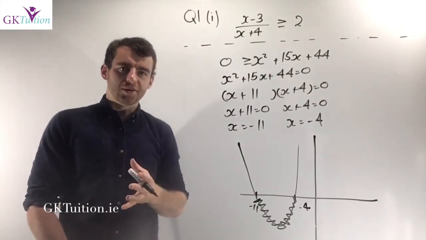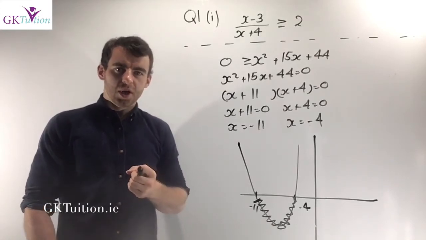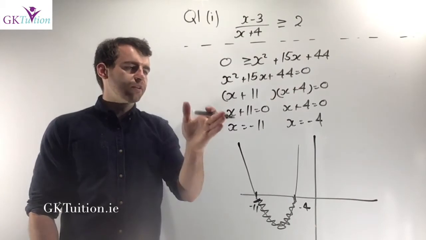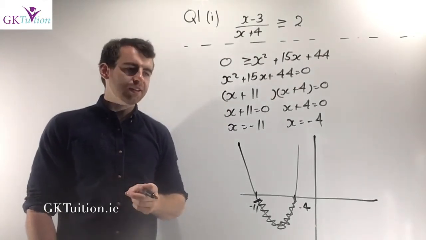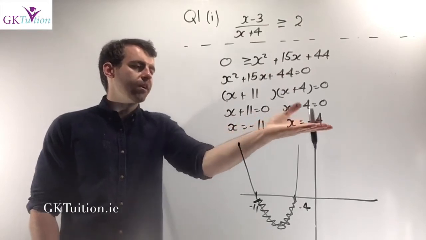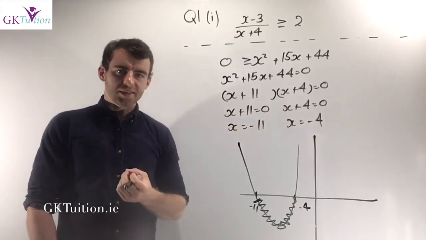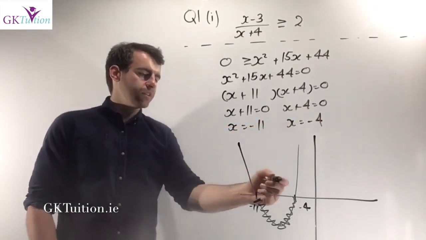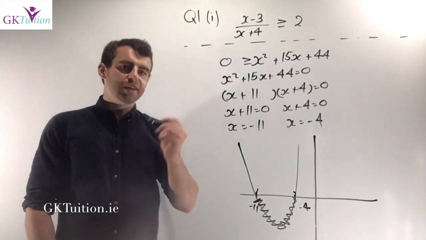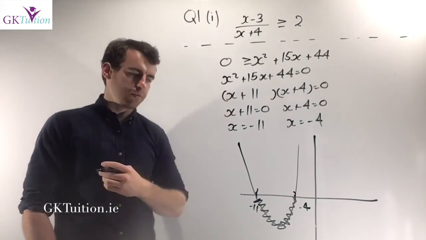And in order to sketch the graph, I need to identify the roots. So to identify the roots, I've let the quadratic equal 0, factorized and solved it. And when I did that, I worked out that if the quadratic is equal to 0, x equals -11 or x equals -4. That tells me that this graph crosses the x-axis at -4 and at -11. It's a plus x squared, which tells me it's a U-shape.